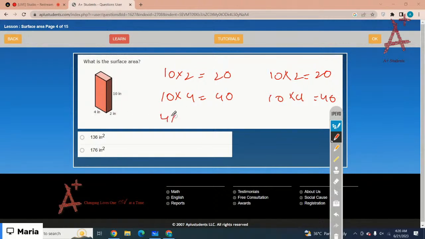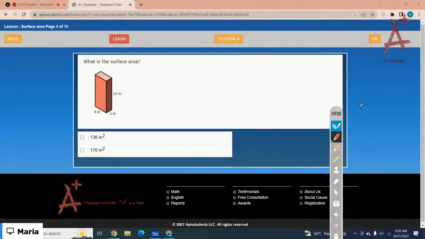You have to do 4 times 2, that is 8, and 4 times 2, that is 8. You have to add all the values. It would be 20 plus 20 plus 40 plus 40 plus 8 plus 8. So the correct option is 136. Very good. The correct option is 136 inches square.